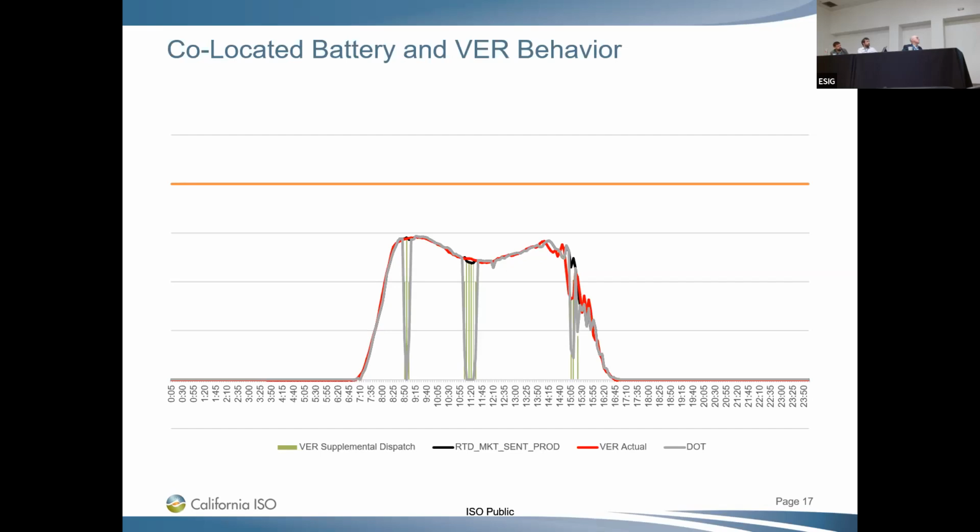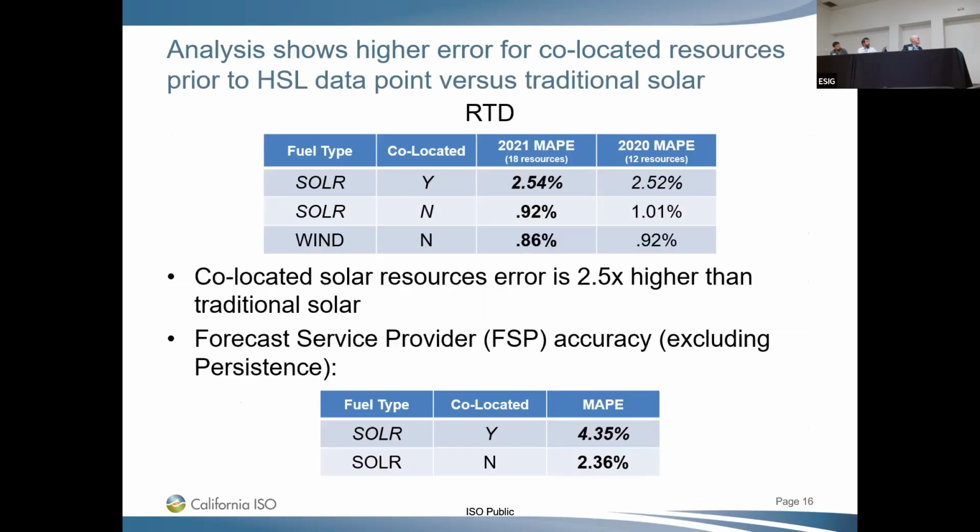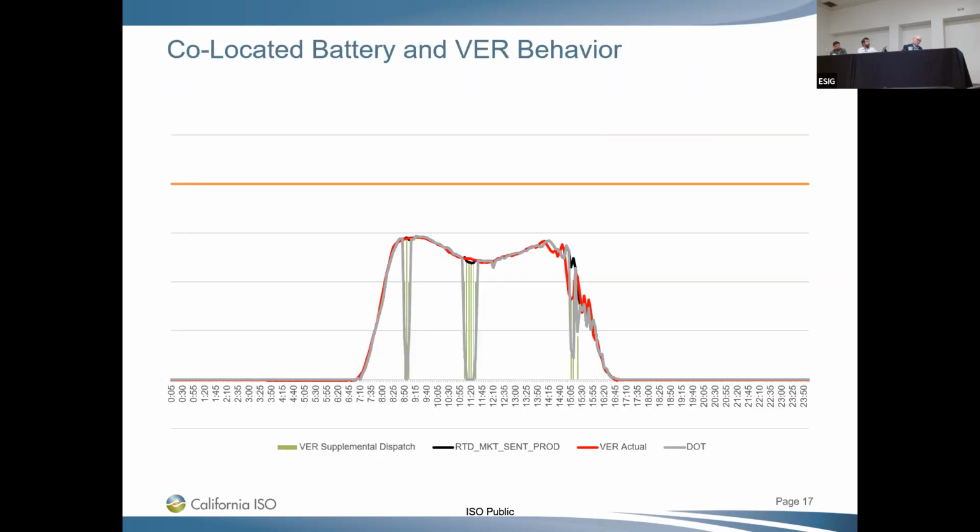Visually, I love seeing graphs. I think numbers are really cool to tell a good statistical picture, but I really like to know what is going on underneath the hood of the shapes of these resources. So this is one co-located resource that we have on the system. The orange line is its maximum capability. The green line is supplemental dispatch or economic dispatch that the resource may be doing for whatever reason. The black line is the RTD market sent forecast.